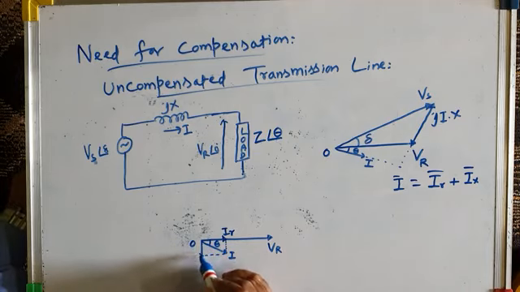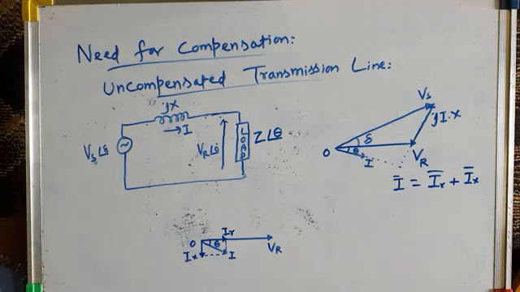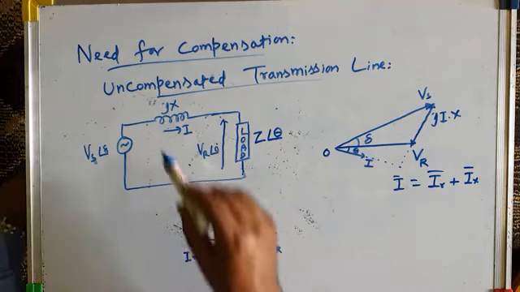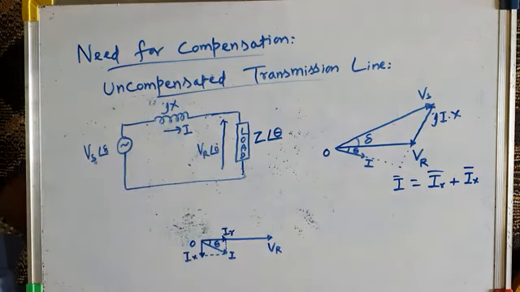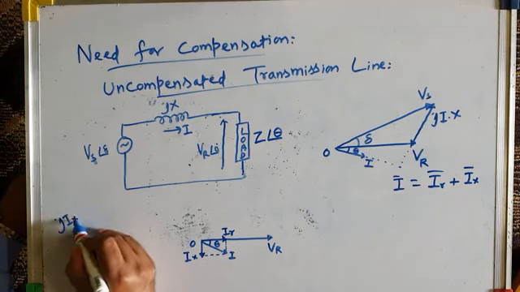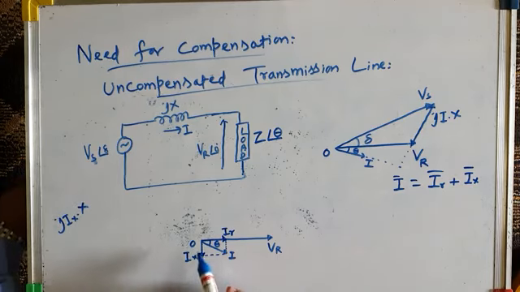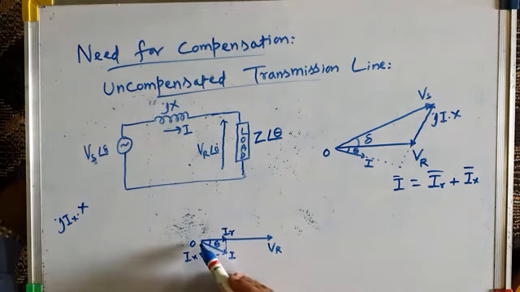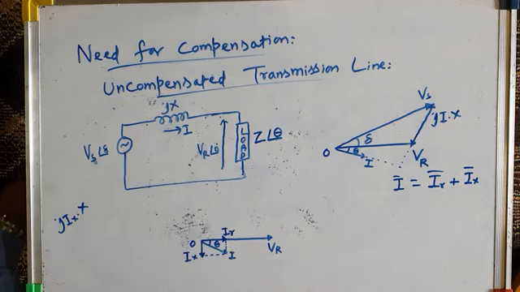This is the reactive component of the current, or quadrature component of current, IX. Now, because of the resistive component of current, or in-phase component of current, and because of the quadrature, or out-of-phase component of current, or reactive component of current, there will be two types of voltage drops in this transmission line reactance. One voltage drop is JIX into X, which is the voltage drop because of the quadrature component of current, or reactive component of the current drawn by the load.